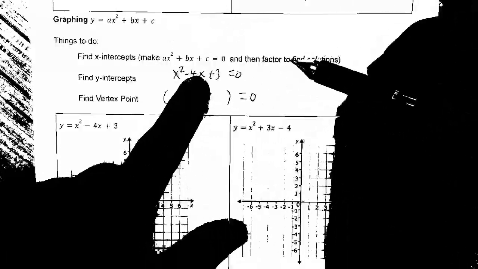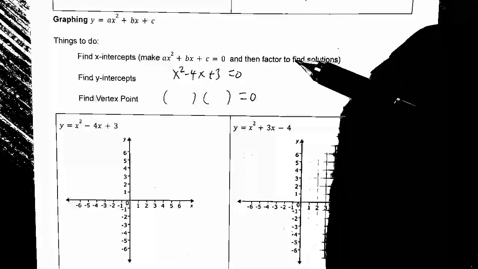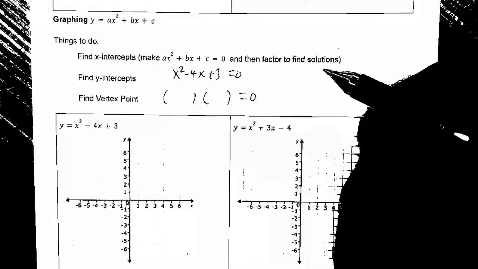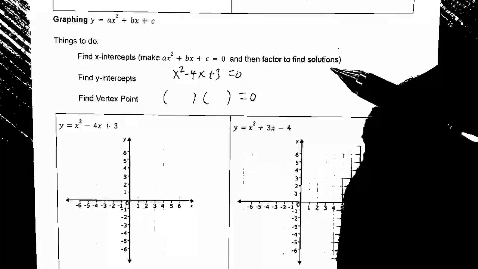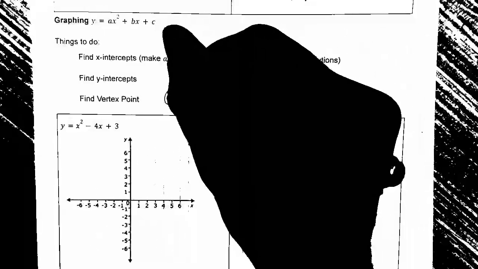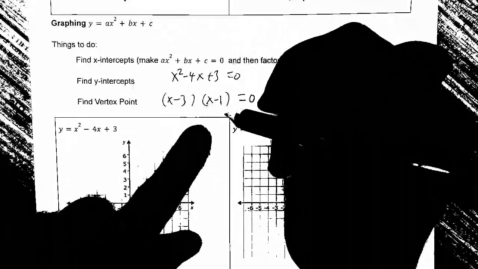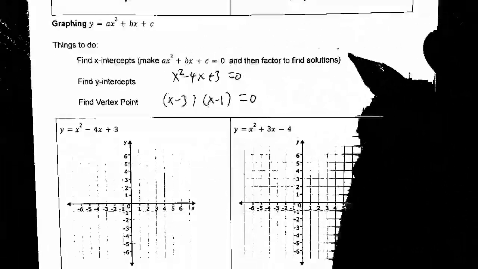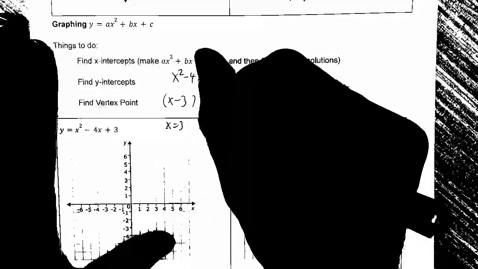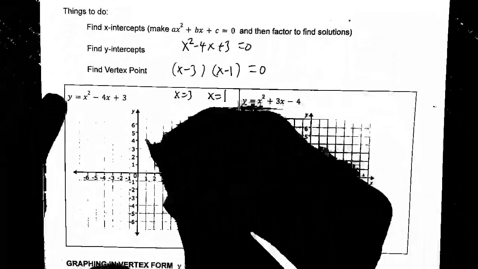Two numbers that multiply to get 3, add to get -4. What are they? Negative 3, negative 1. -3 and -1. There we go. So that means that my zeros are at what point? What are my x-intercepts going to be? X equals 3 and x equals 1. Those are my x-intercepts. So I can go ahead and plot them down here.